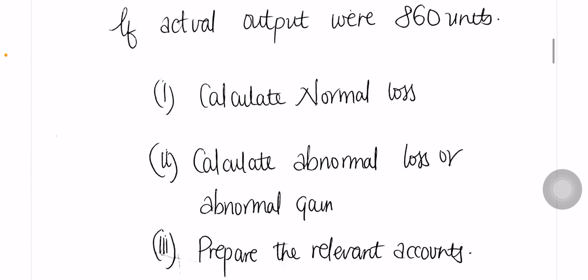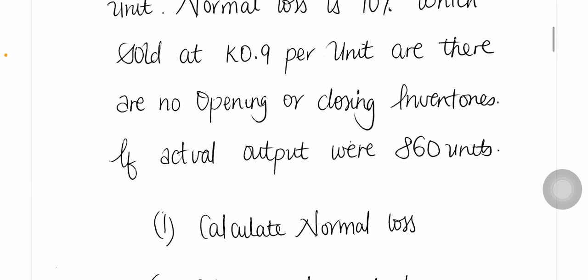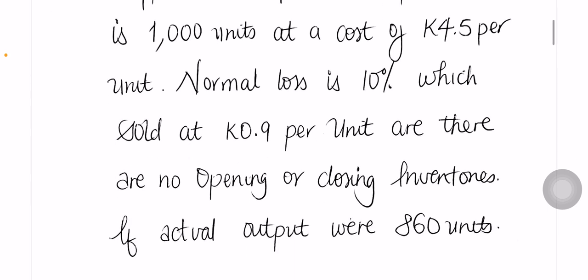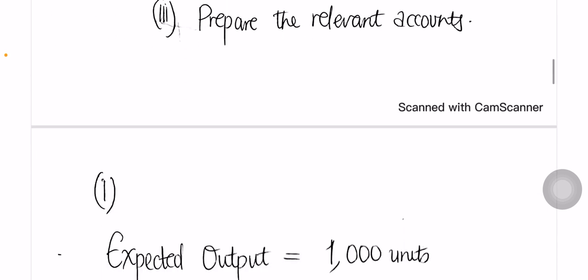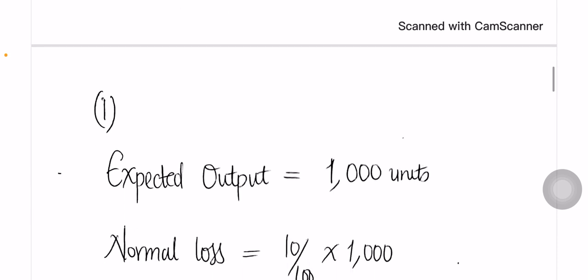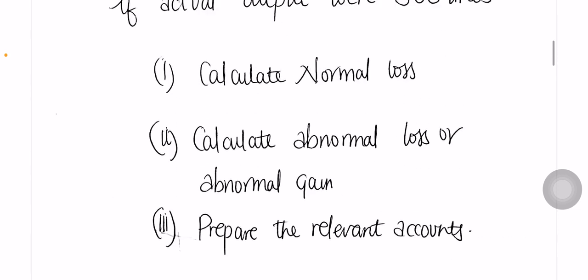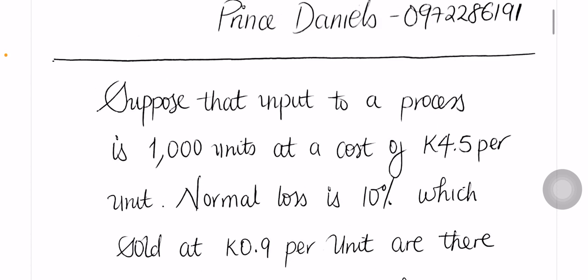All right, so I'll skip these requirements here because process costing always requires us to perform some steps. For practice purposes, we are going to go through these steps. Step number one is calculating the expected output. Okay, so this one should be easy. Expected output has been given as 1,000 units. At the beginning, there are 1,000 units.